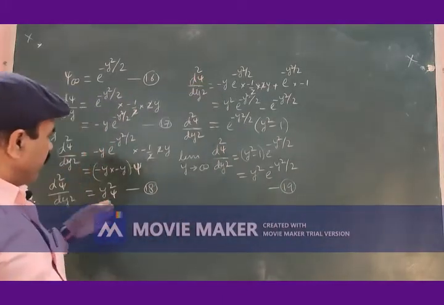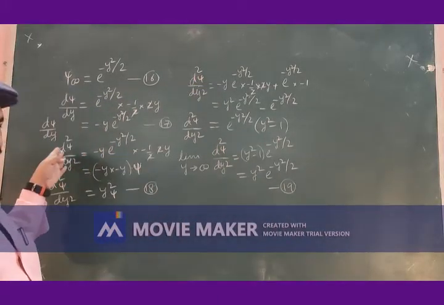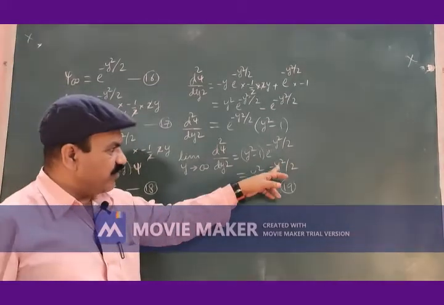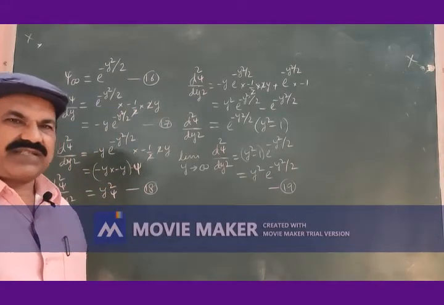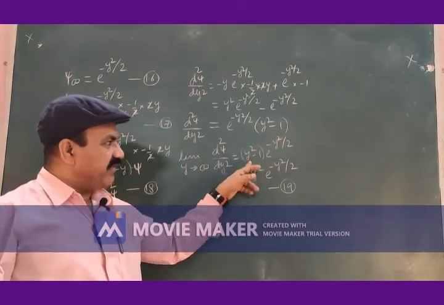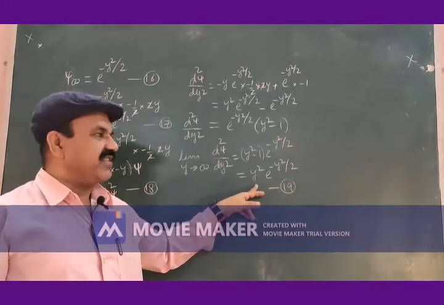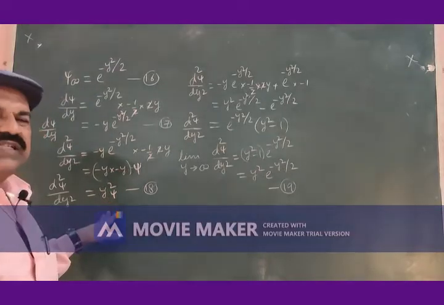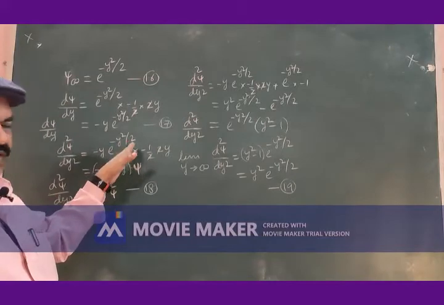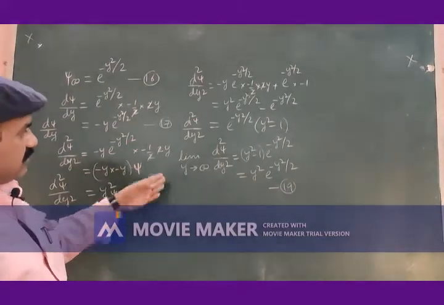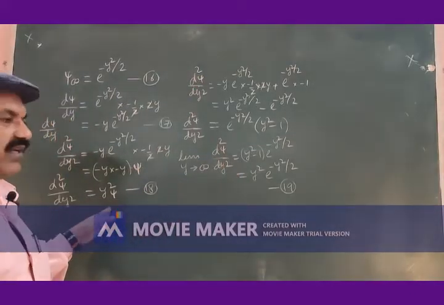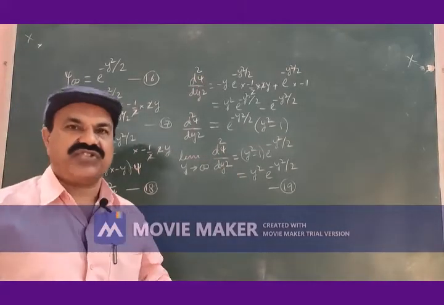This is the reason why I have solved this part this way and taken y square psi. E to the power minus y square by 2 is nothing but psi. In the limit y tends to infinity, this term y square minus 1 reduces to y square, and we will come back to equation 18. Because of this reason I have taken this here. If you want, after this you may continue with this, after that you may come back to this equation as you wish.